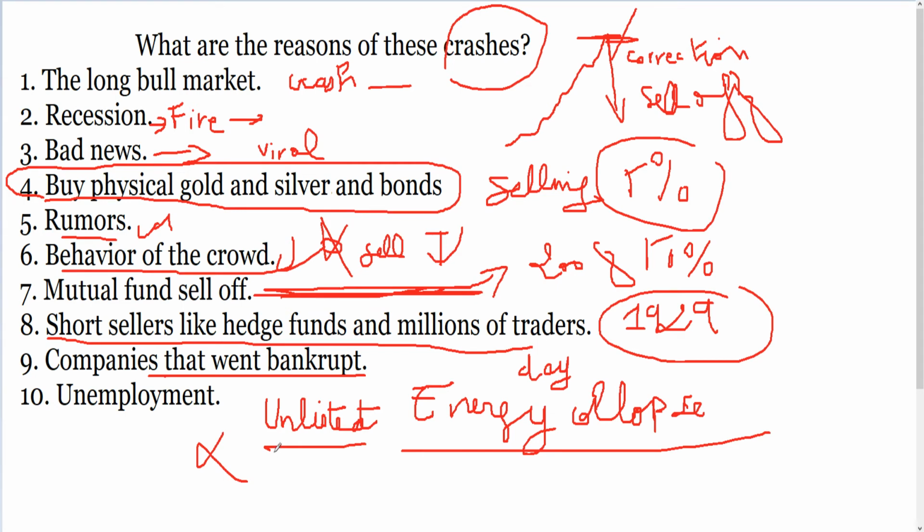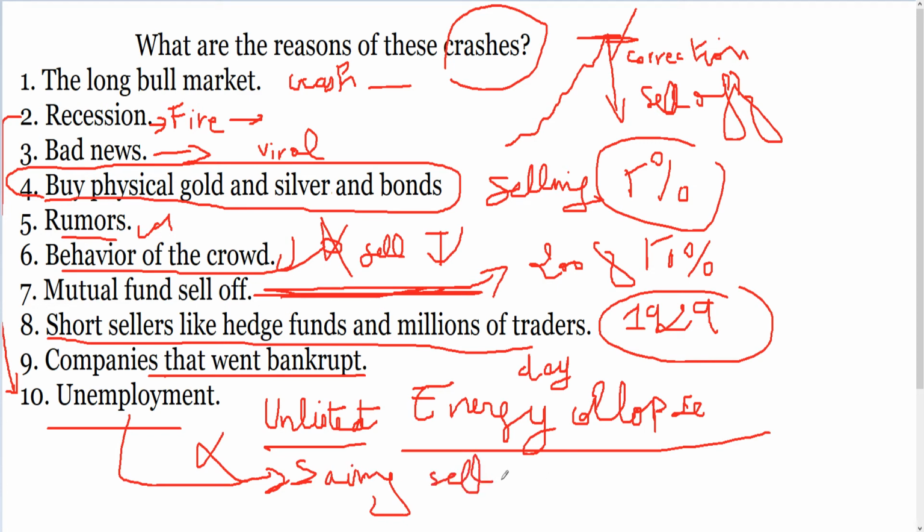And another thing that I told you about is unemployment. It means when there is a recession, this has a relation. Number 2 has a relation with number 10. People, when they get unemployed, if they have savings or stocks, they begin to sell them in order to pay their bills. And this makes the recession cause some crashes in the stock market.